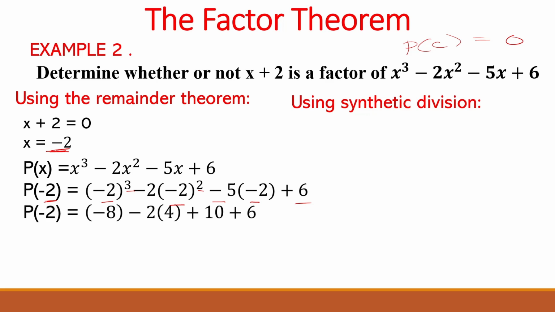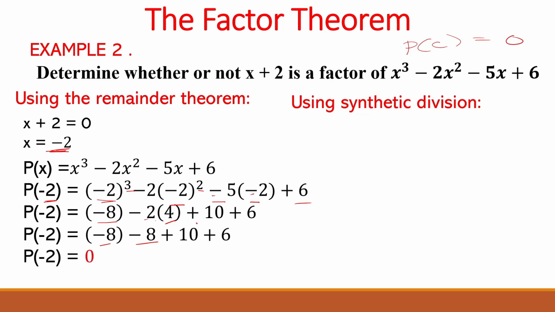Then evaluate. So negative 2 raised to 3, so that is negative 2 times negative 2 times negative 2, so you have negative 8. And then minus 2, negative 2 raised to 2 is positive 4, then negative times negative is positive, so that is plus 10 plus 6. So simplify, negative 2 times 4, so that is negative 8, minus 8 plus 10 plus 6, so that is 0. So our p of negative 2 is 0.